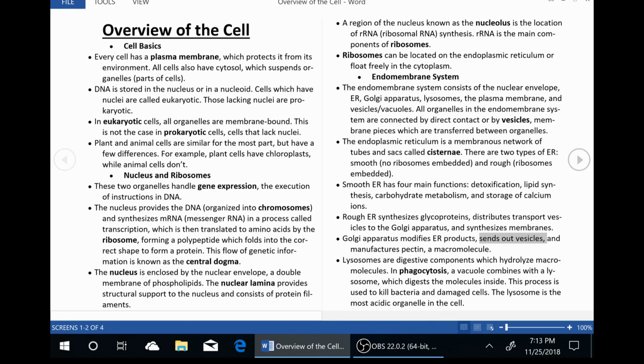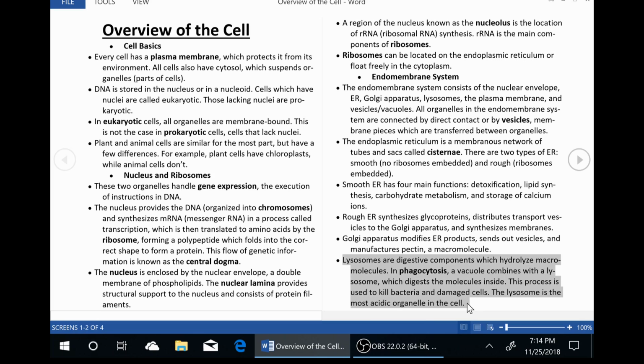It also sends out vesicles primarily to the plasma membrane, because those products can then be pushed out of the cell if necessary, which is the case most of the time. And it also manufactures certain macromolecules. One example is pectin.